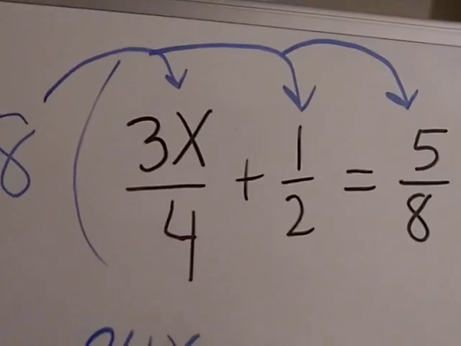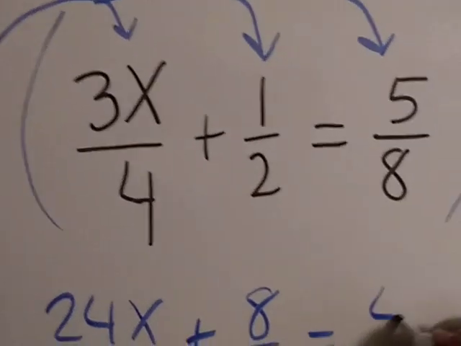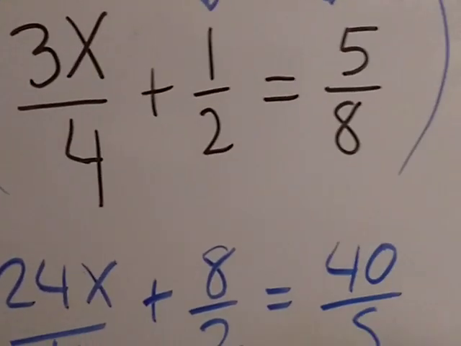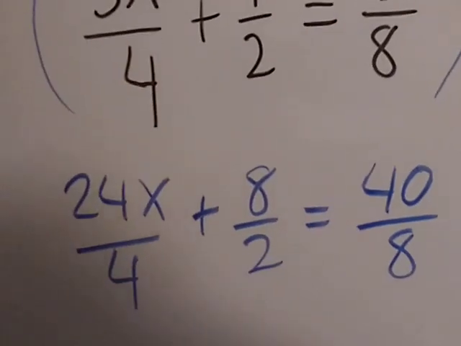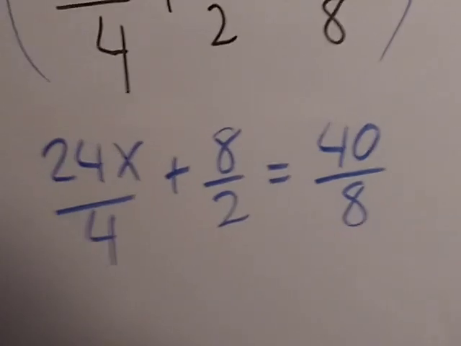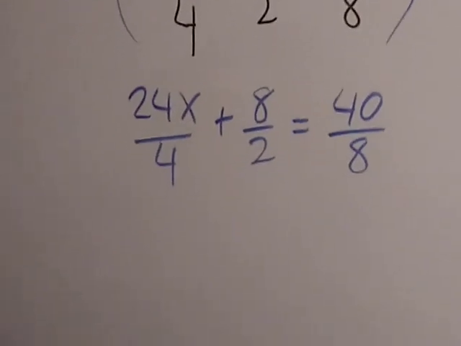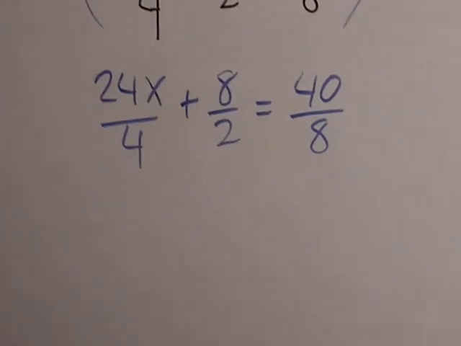We have here 8 over 2, and we have 40 over 8, right? You're probably wondering, well, didn't you say that we were going to get rid of that fraction? Why do you still have the 4, the 2, and the 8? Yes, you're very right. We are getting rid of that fraction, and I'm going to show you right now.